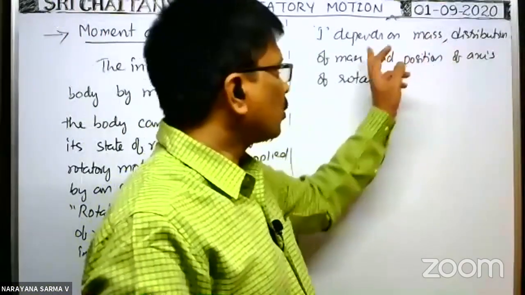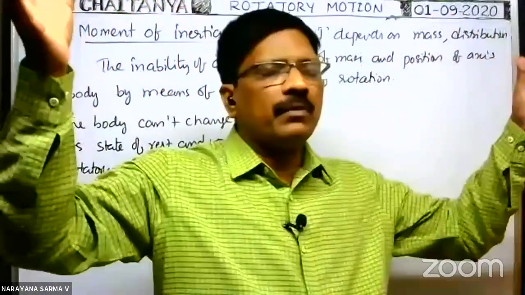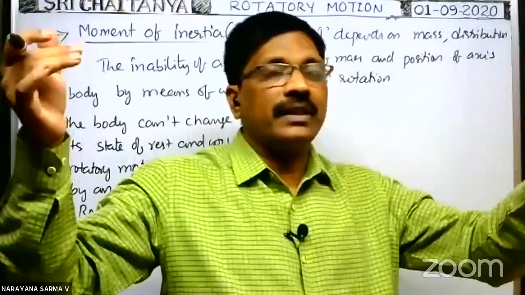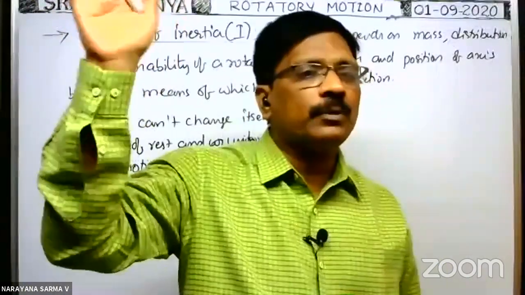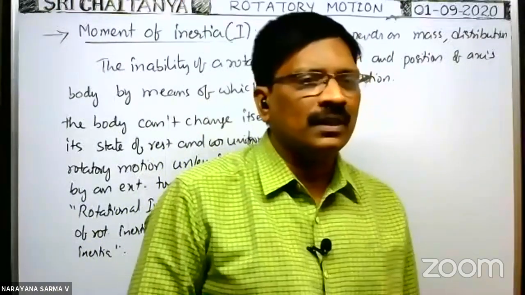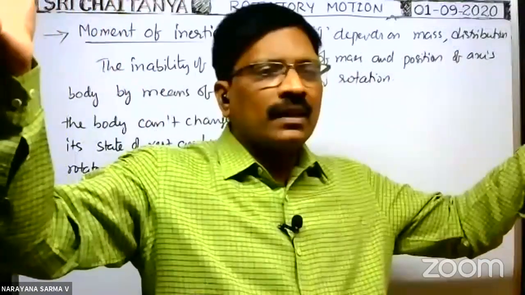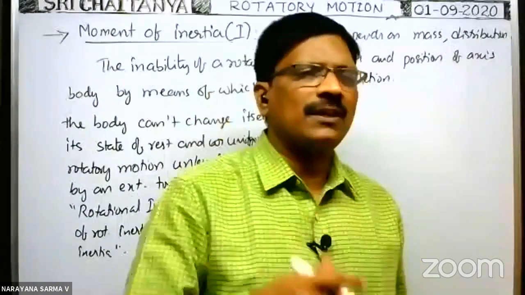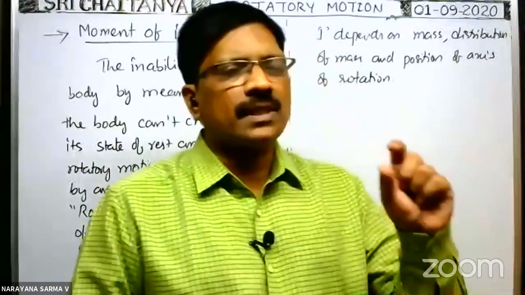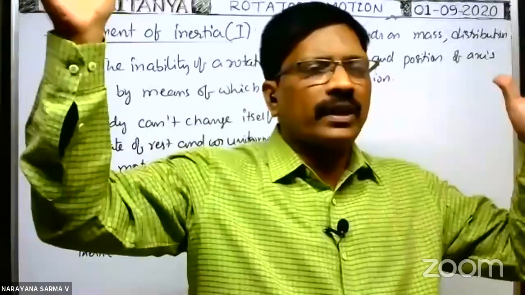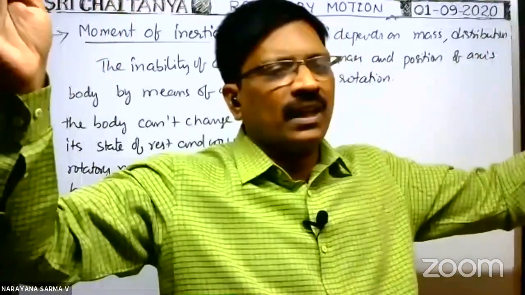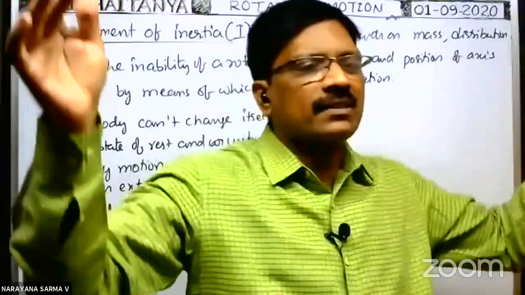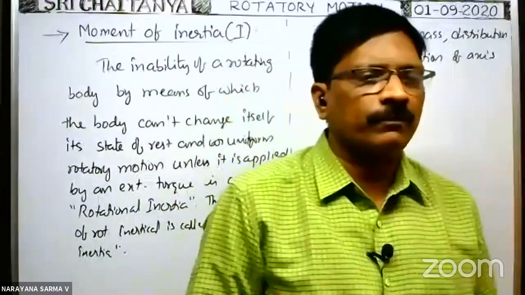Next, it depends on the distribution of mass. If the length of the fan blades is more, when you switch off, then before coming to rest it takes more time to come to rest if the distribution of mass is more. If the length of the fan blades is more, it means the mass is distributed through a greater distance from the axis of rotation, then we can say distribution of mass is more. If the mass of the body is extended to more distances from the axis of rotation, then we can say distribution of mass is more.